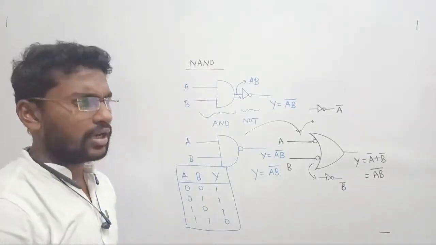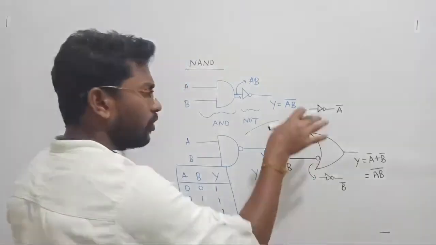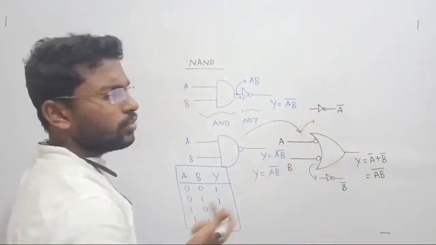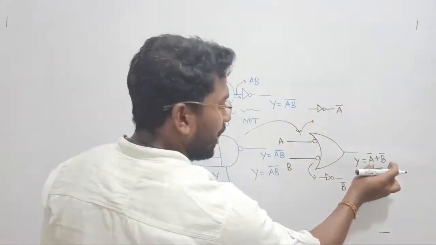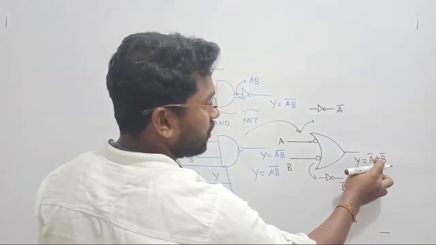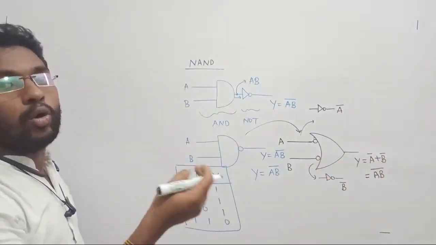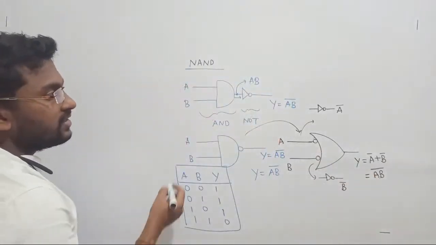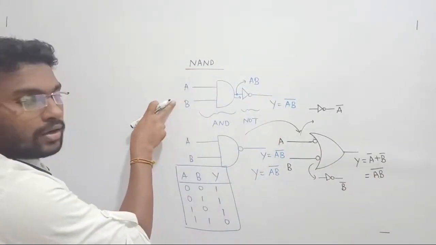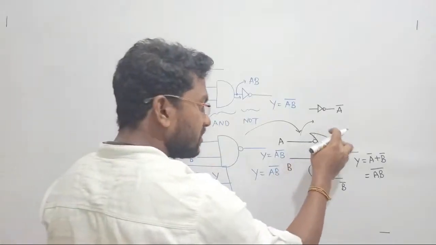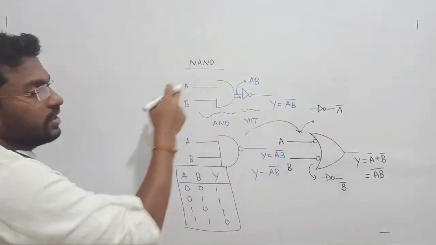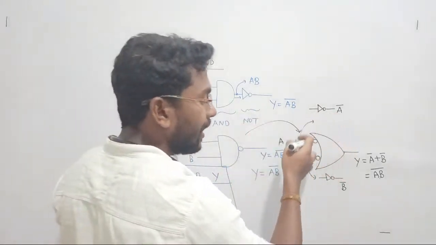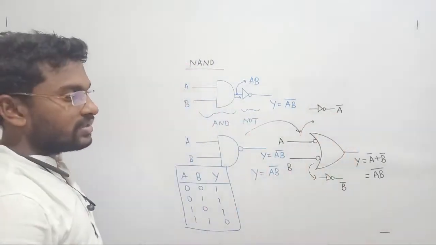Slowly you will see the theorems and all. First you have to understand. When you realize it here, it becomes easy to define. So the conclusion is A bar plus B bar can be written as A dot B whole bar. Since we are looking for the operation of NAND gate, what is the conclusion? This circuit will be equal to this circuit, right? So NAND gate can also be realized in terms of NOT gate plus OR gate.